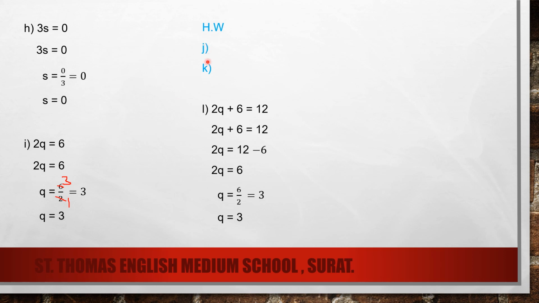Now question number J, K, again you can do it as homework. L, 2q plus 6 is equal to 12. So write the question once again. This is plus 6. If it goes here, it becomes minus 6. 2q is equal to 12 minus 6, that is 6. q is equal to 6 by 2. So cut here. 2 ones are 2 and 2 threes are 6. So what is the value of q? q is equal to 3. It's clear?